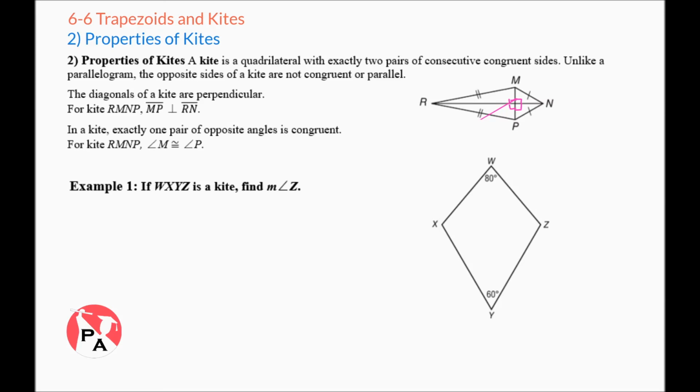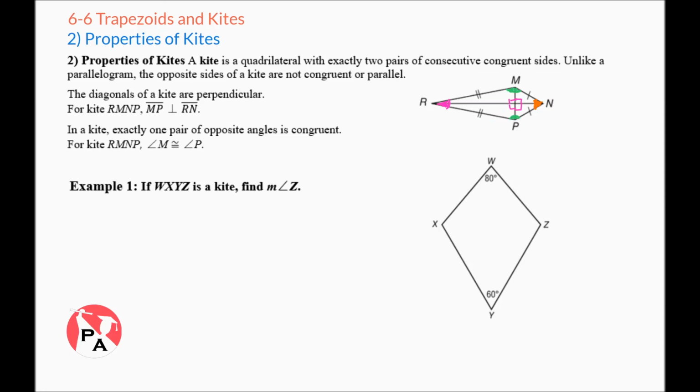The second one that I want to mention is opposite angles. Only one pair of opposite angles are going to be equal. So let's say angle R and angle N are different from each other. Then in that case, we will say that angle M must be congruent to angle P.